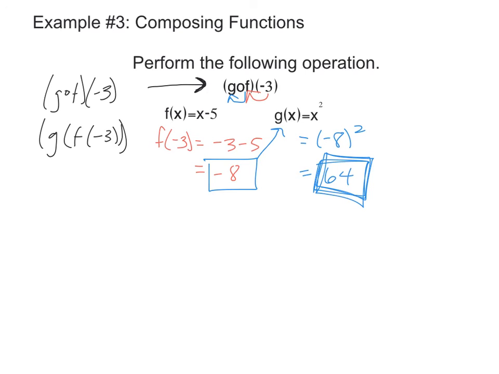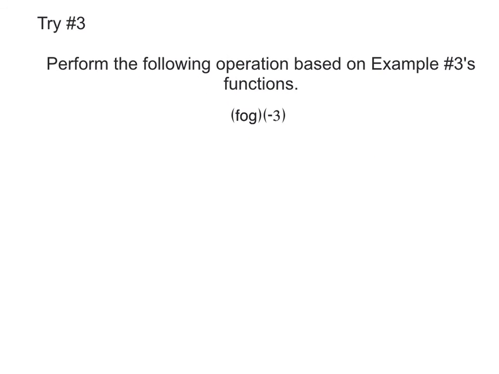All right, so f was x minus 5, g of x is x squared. It says perform the following operation based on example 3's functions. All right, so let's go back and look at what f was and what g was. So remember, f of x is x minus 5. And if I just wrote that wrong, oh well, we'll just go with it. All right, so what this is telling us is that we need to put negative 3 into g, and then whatever answer we get there, we're going to put into f. Okay, so let's do that.